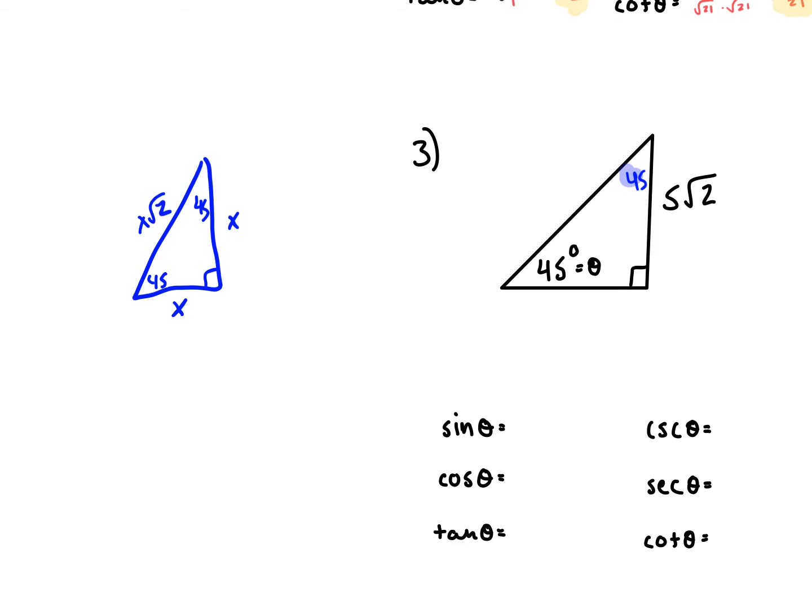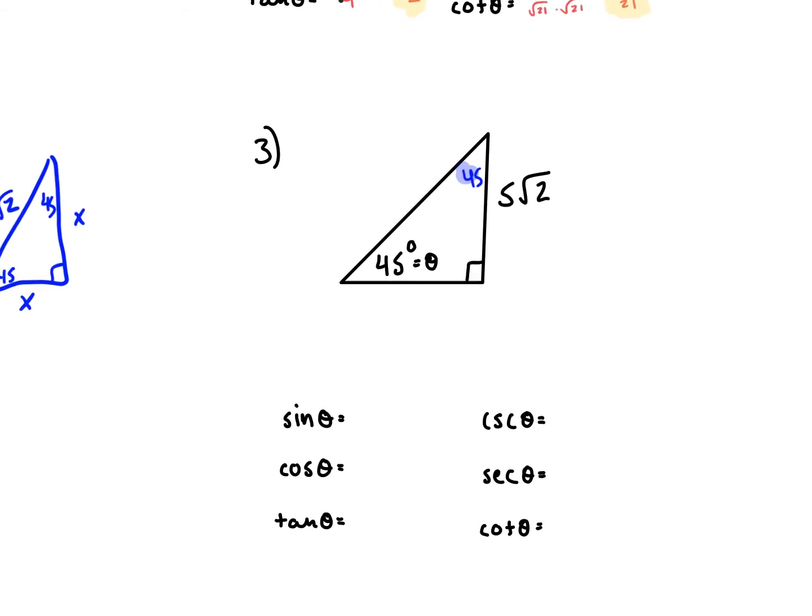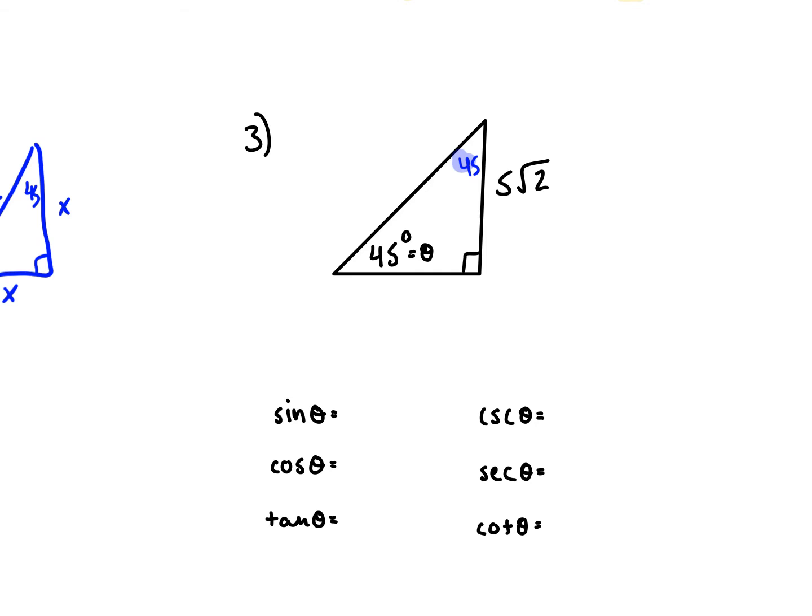In the 30, 60, 90, it's 2 times x. So here it's x square root 2. So it gives me one of the legs. I know my other leg is going to be the same thing, 5 square root 2. And then my hypotenuse is just whatever this is times square root 2. So it'd be 5 square root 2 times square root 2. What's 5 square root 2 times square root 2? 10. Awesome. This would be 5 times square root 4. Square root 4 is 2, so 5 times 2 is 10.